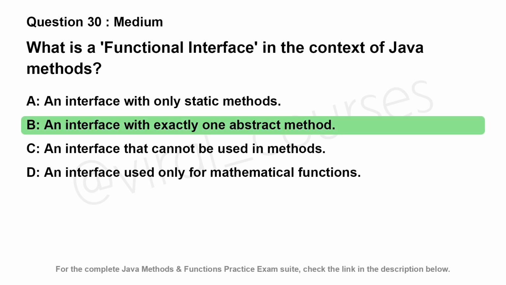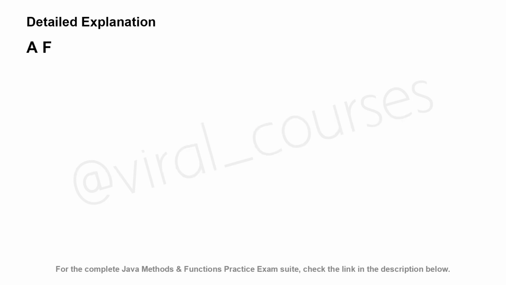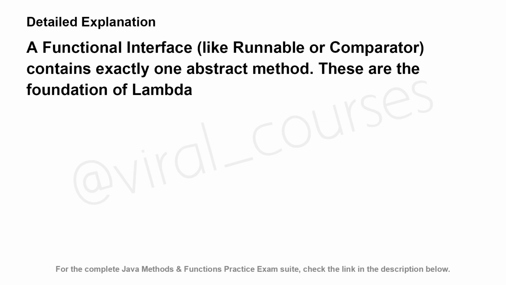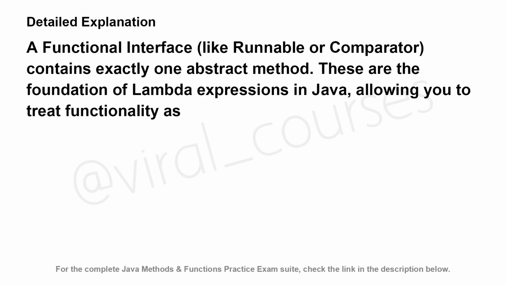The correct answer is B. A functional interface, like Runnable or Comparator, contains exactly one abstract method. These are the foundation of lambda expressions in Java, allowing you to treat functionality as a method argument or return type.